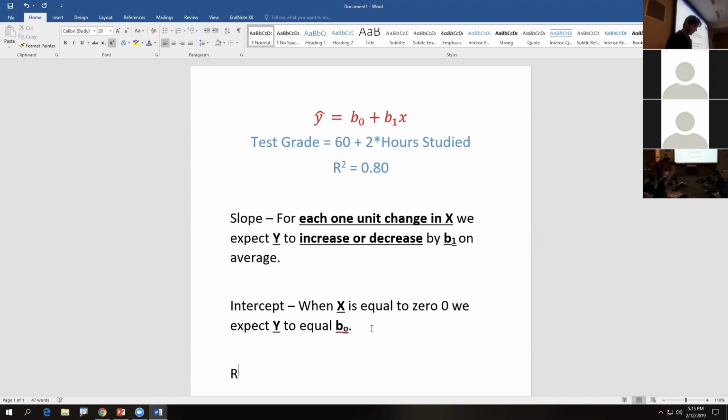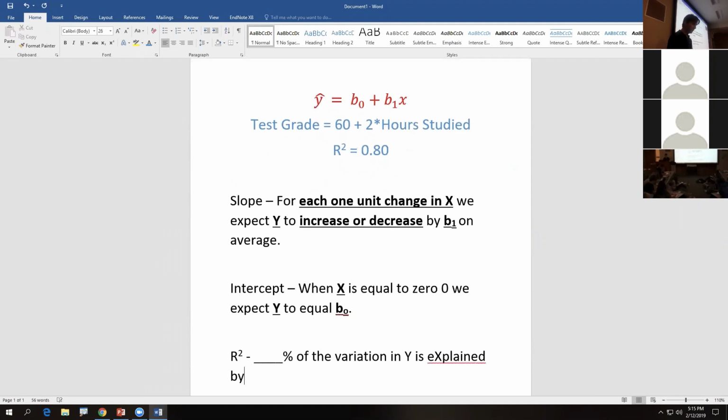So let's zoom out just a little bit and look at our final interpretation, where we're going to look at R squared. R squared is going to be the following: blank percent of the variation in what? Y is, and I really like to make that X very clear, because X explains Y. So blank percent of the variation in Y is explained by the variation in X.